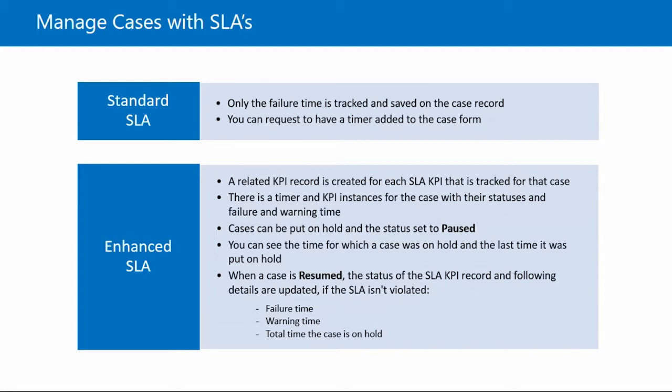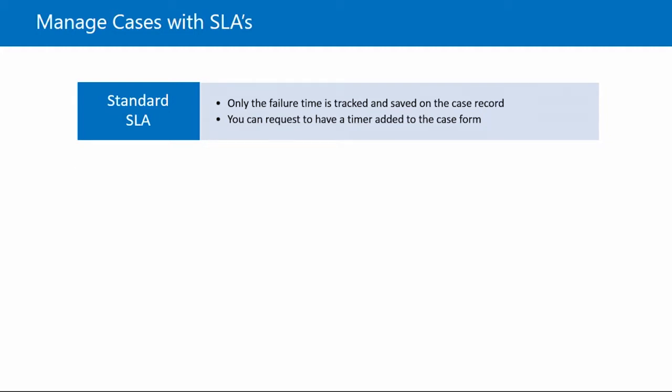Also, cases can be put on hold and the status of the SLA KPI instance is set to paused. You can see the time for which a case was on hold and the last time the case was put on hold. Now, when the service agent resumes the case, assuming it was on hold, the status of the SLA KPI instance record is updated and the following details are updated, such as failure time, warning time, and total time the case is on hold.